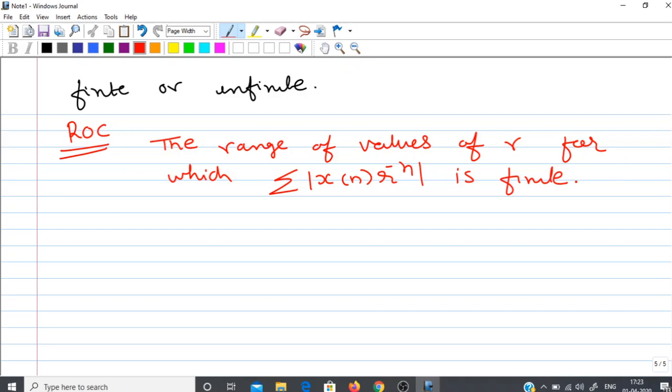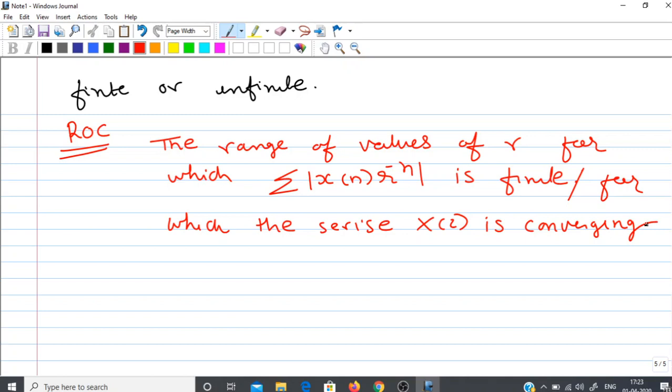So now we are having the new definition of ROC. Region of convergence can be defined as the range of values of R for which the summation of mod x[n] r to the power minus n is finite, or for which the series X(z) is convergent.